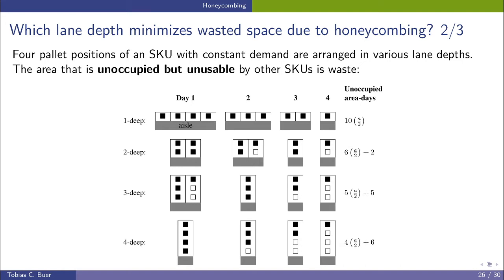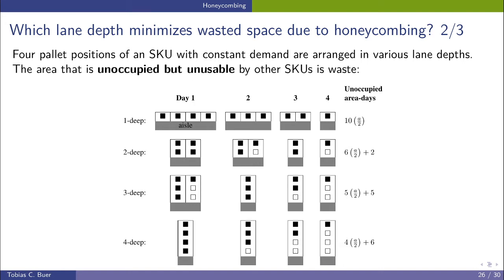How does it work for the 4 deep case? So for the 4 deep case, you see that we have 4 lanes in use. That means 4 times A over 2 is the wasted aisle space. And then we have 6 pallet positions, 1 on day 2, 2 on day 3, 3 on day 4, that are not used. So the unoccupied area days are 4 times A over 2 plus 6 unoccupied pallet positions.